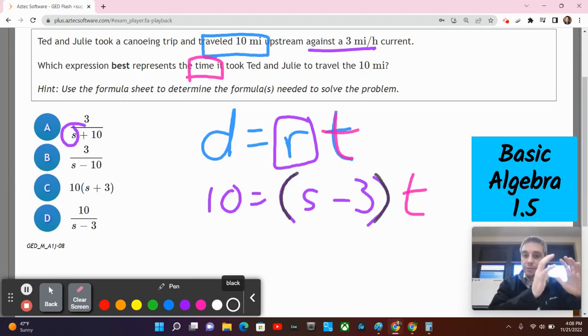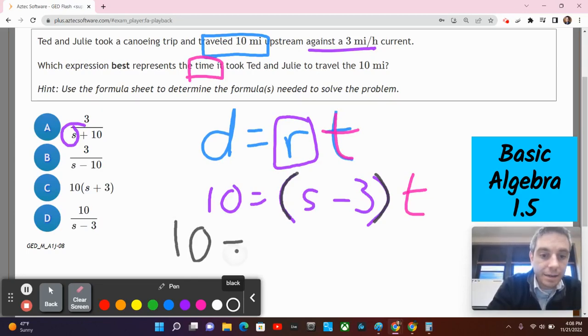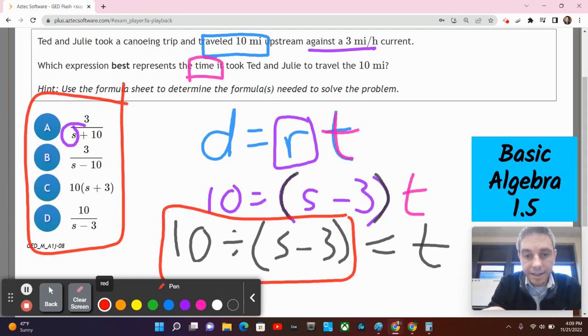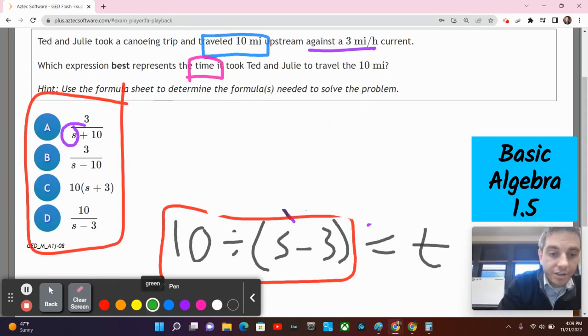So when we move it from where it is to the other side of the equal sign, it switches from being a multiplication to being a division. So we take 10 and we're going to divide that by the group S minus 3. And when we're moving things around in an equation, when you move it to the other side, you always put it at the end. So it comes after the 10. That's important. So 10 divided by S minus 3 as a fraction would look like this. 10 over S minus 3.